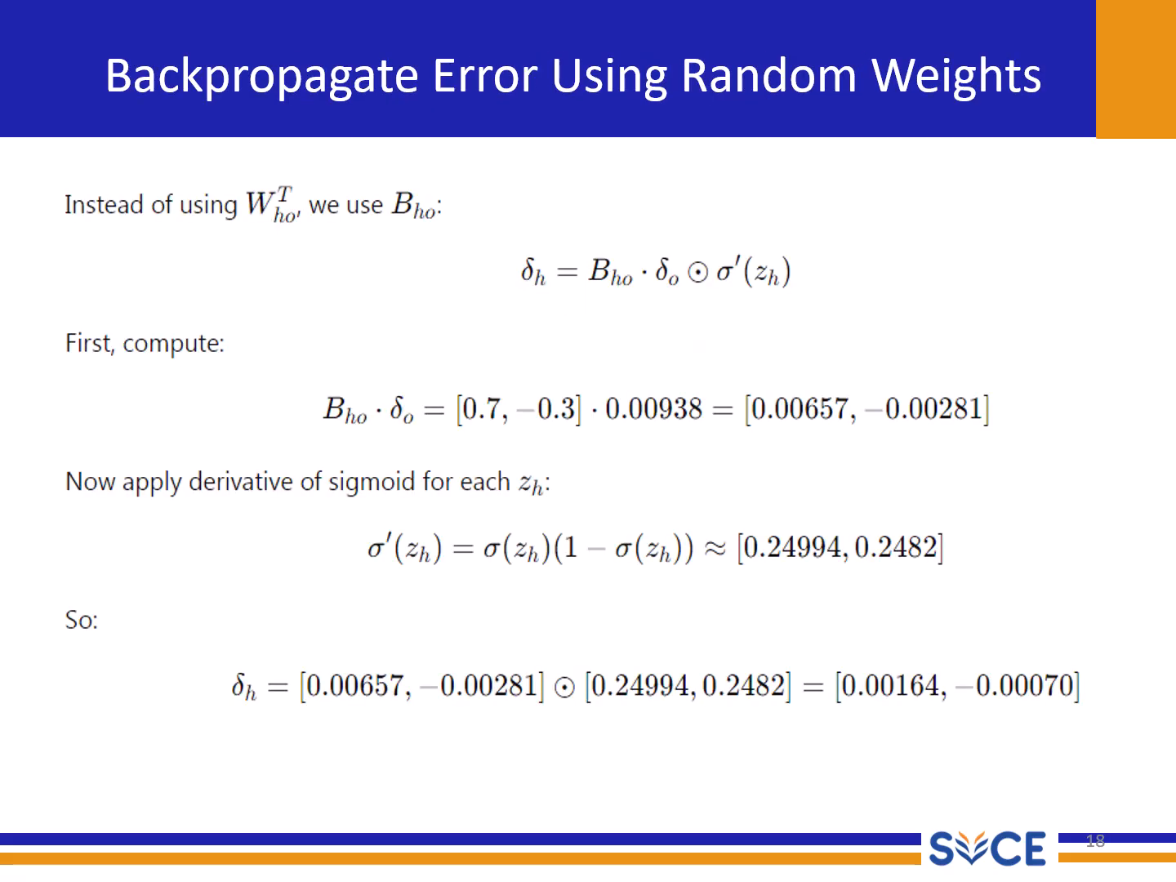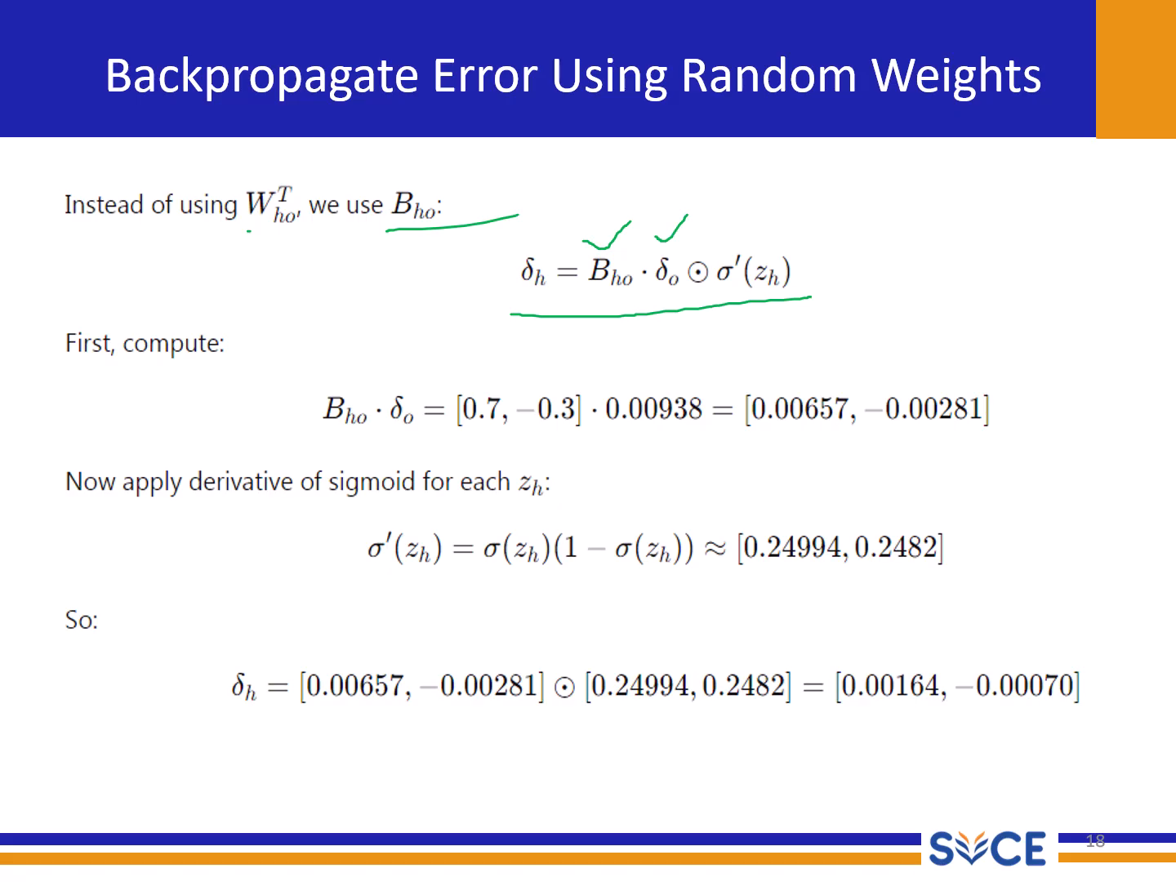The next step is backpropagating the error through the random weights. So here it will use the random fixed weight matrix. Instead of using the WHO transpose, it uses the random weight matrix. So here it uses the formula delta H is equal to BHO, which is nothing but the random weight matrix, multiplied with the delta output, which we have seen in the previous step, and then the dot product with the derivative of sigmoid of ZH.